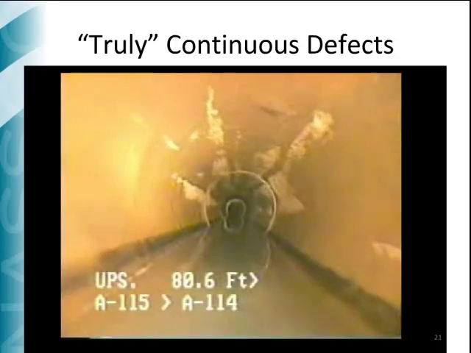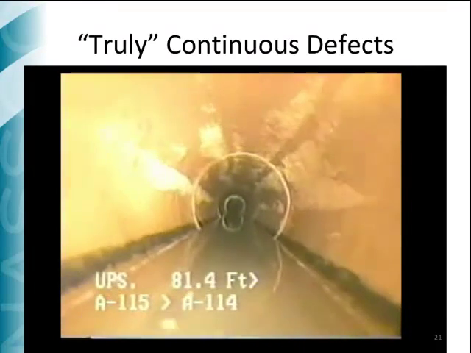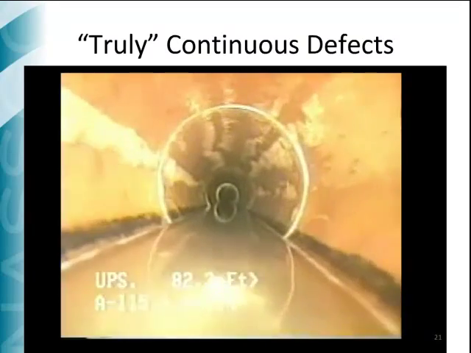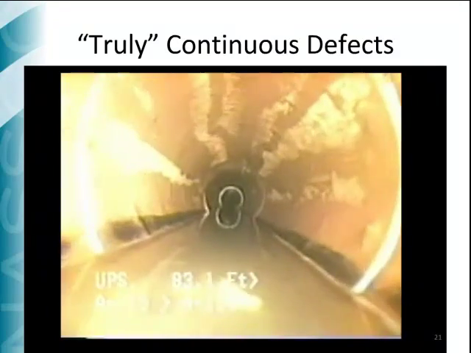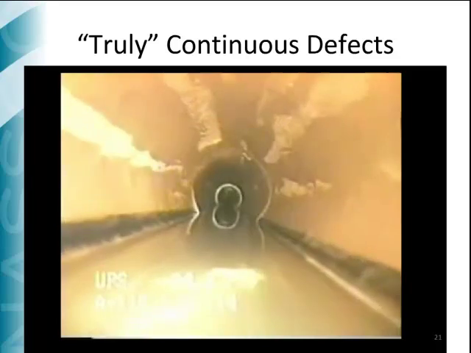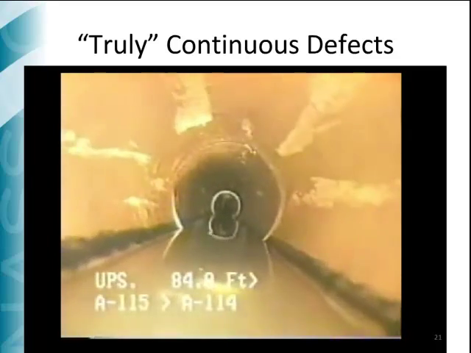The following video shows residues of grease attached to the pipe wall after the pipe has been cleaned with jetting equipment. Now note that more than 3 feet of the pipe is affected, and therefore this is a truly continuous defect.